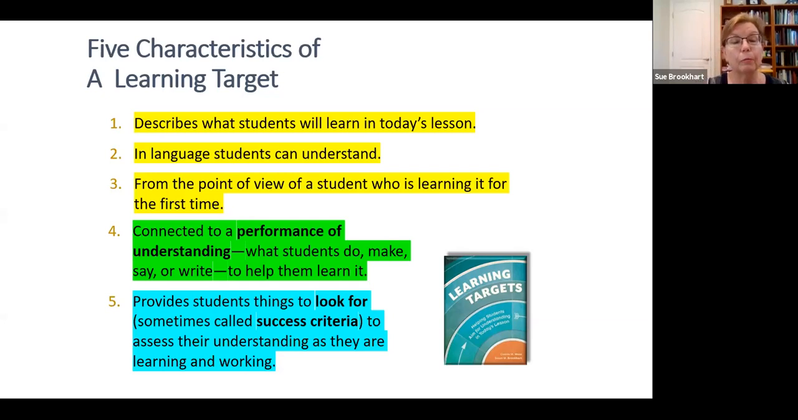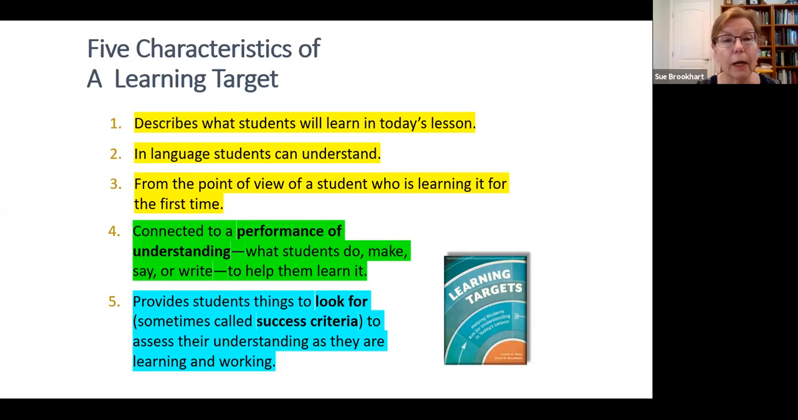And then a learning target also provides students things to look for, the success criteria, so that they can assess their understanding as they're working, and you can be looking for those same things as you observe students working or students' work. And then that's what you base your feedback on. Ultimately, that's what you base your grade on. But for now, we're not talking about ultimate, we're talking about while students are learning.